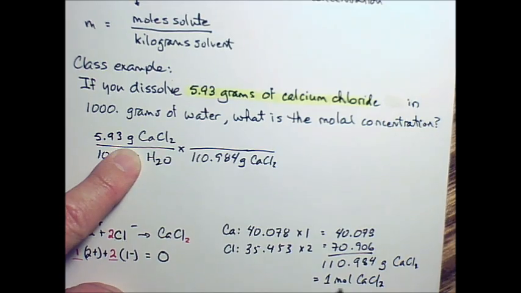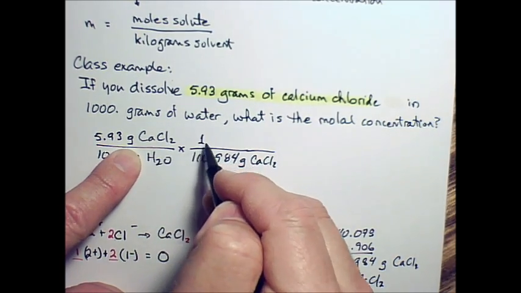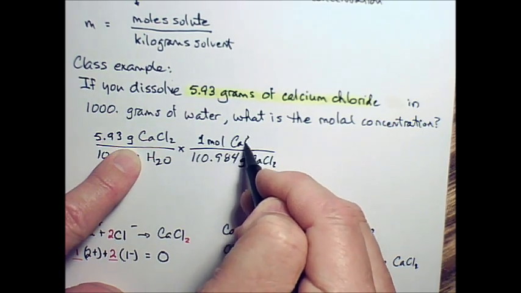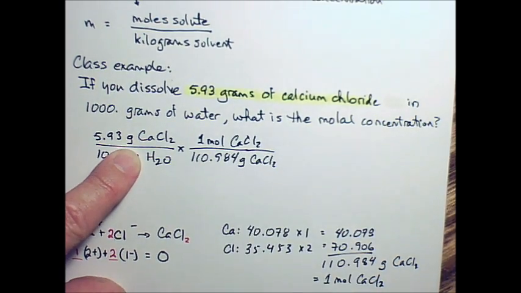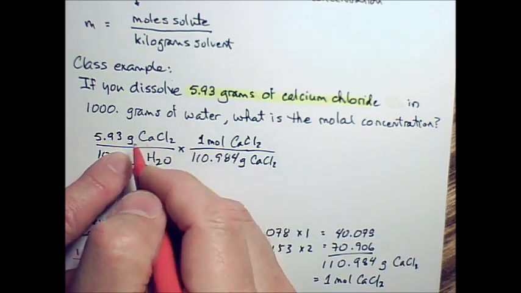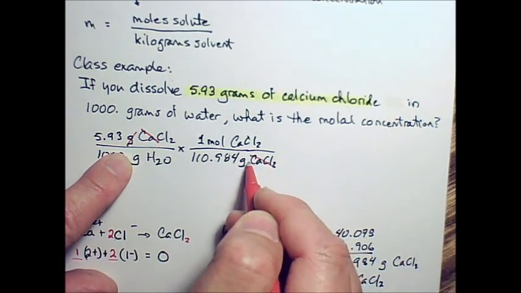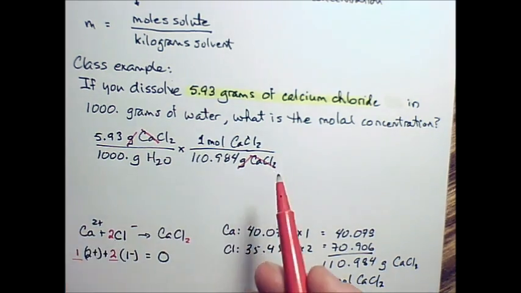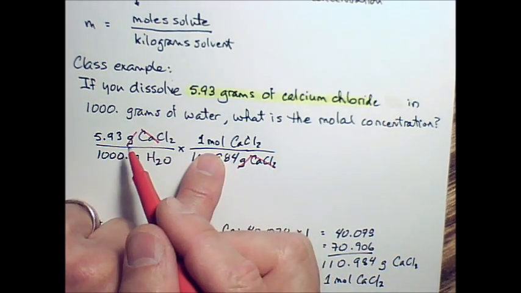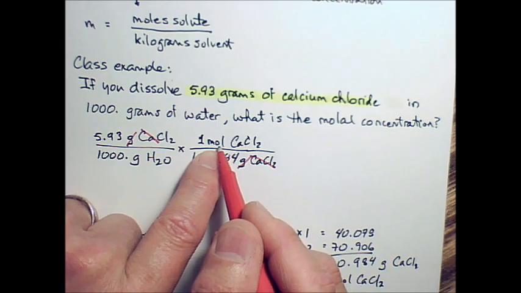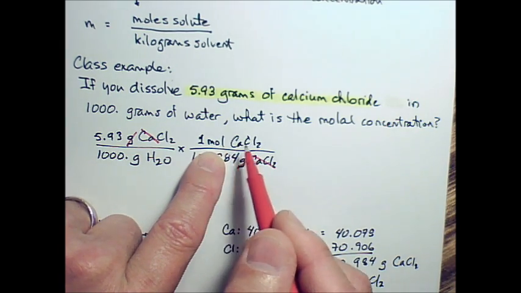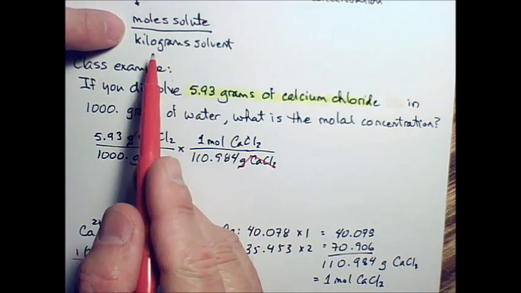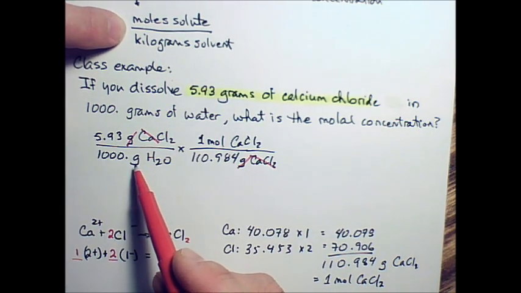And we're going to put the other side of the equality statement on the top, 1 mole of calcium chloride on the top. And this allows us to cancel grams and cancel calcium chloride. Okay? We have successfully, through dimensional analysis, now converted our starting solute into moles. We just have to do the math to get there. We'll get there shortly. We need to still change the solvent amount into kilograms.